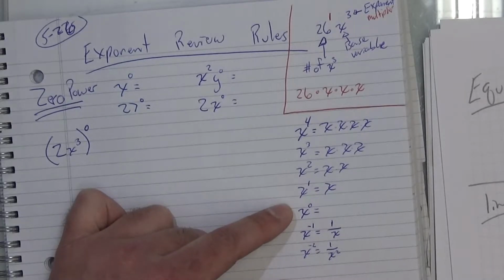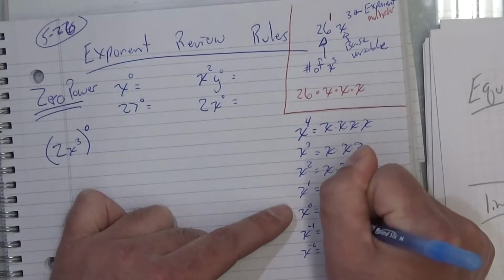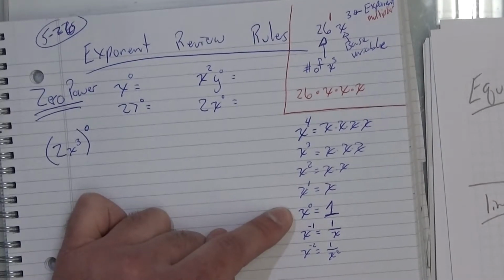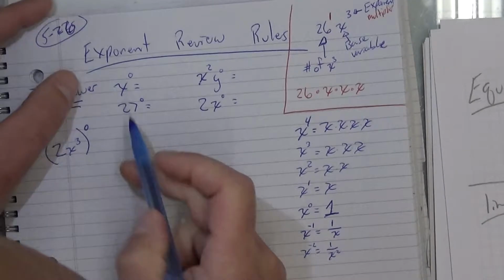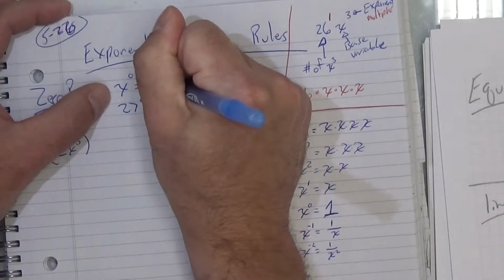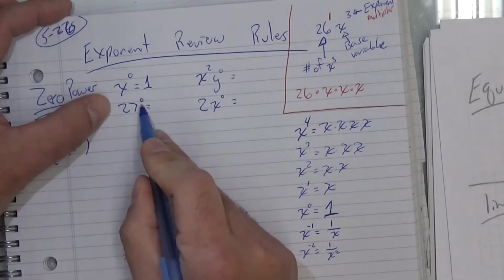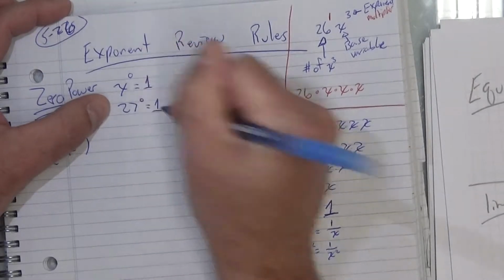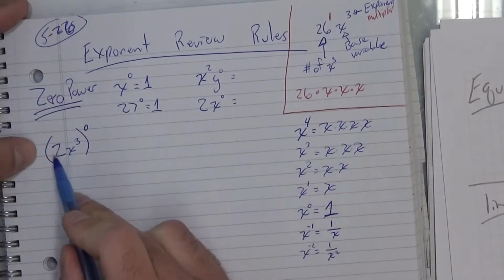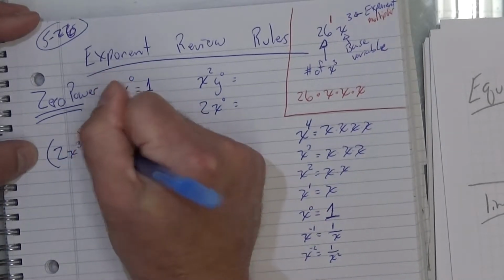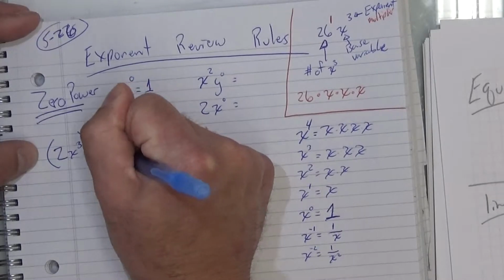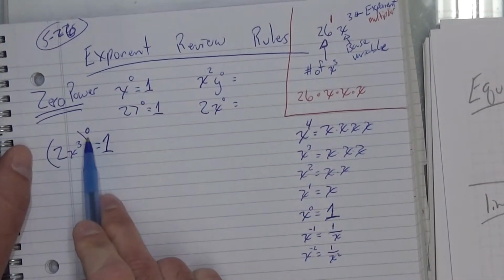X to the 0 is a big 1. Anything to the 0 is a numeral 1. Everything to the 0 is a 1. So x to the 0 is a 1. 27 to the 0, 1. 2x to the 3rd, all of it to the 0 equals 1. The whole thing's 1. That whole thing is to the 0.